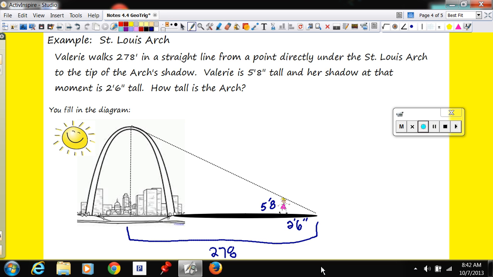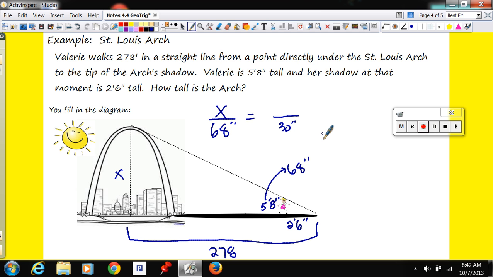All right, so give me the proportion that will work, or a proportion that will work, because there's many that would actually work. You want to do x over Valerie. So Valerie, if we convert this, 5 times 12 is 60 plus 8 would be 68 inches. So we've got the arch's height over Valerie's height. So the last one has to be the arch's shadow over Valerie's shadow. So Valerie's shadow is 24 plus 6 is 30 inches. The arch's shadow is a big number.